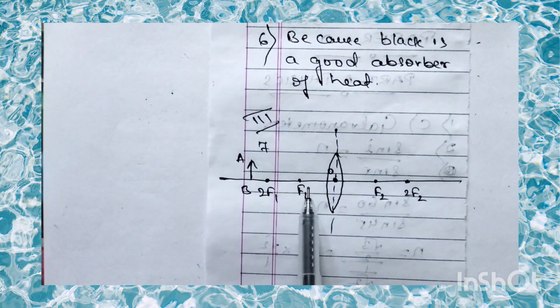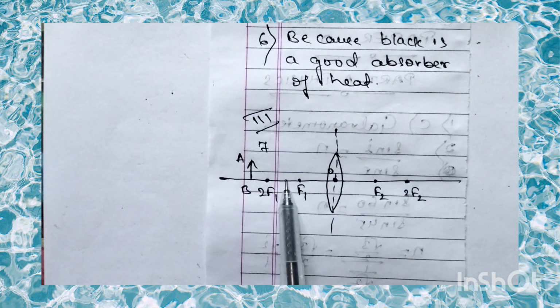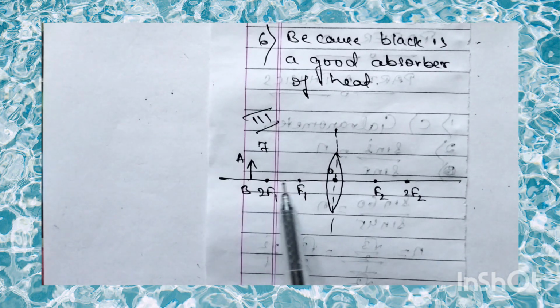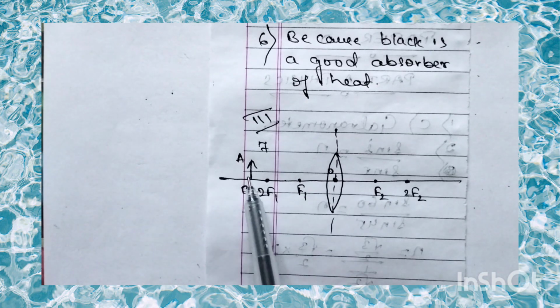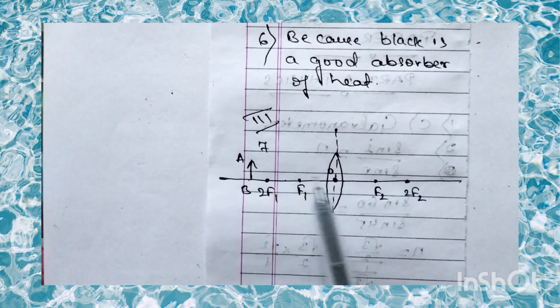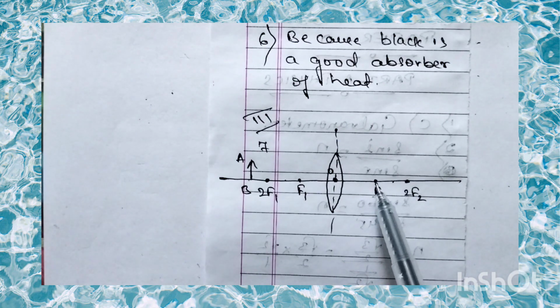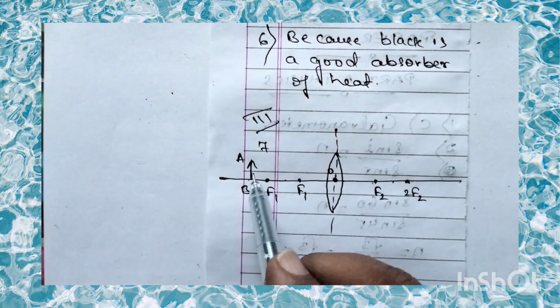Now see, look at the positions: 1, 2, 3, 4. If the object is placed at the 4th position, the image should be formed at the opposite 2. So this is the first position, this is the second. So the image will be formed between f2 and 2f2.